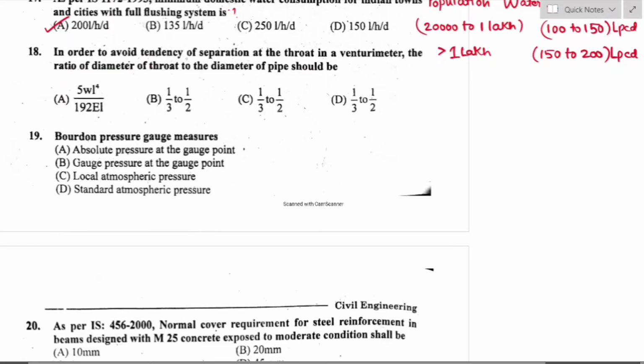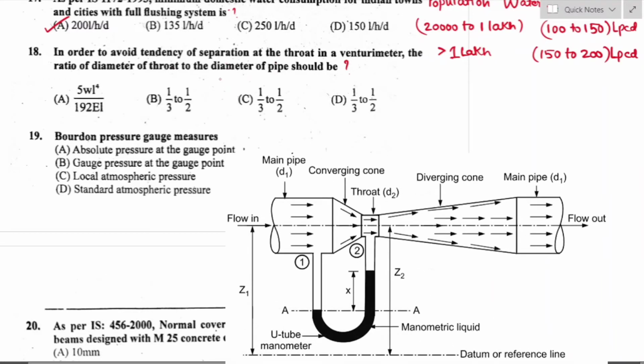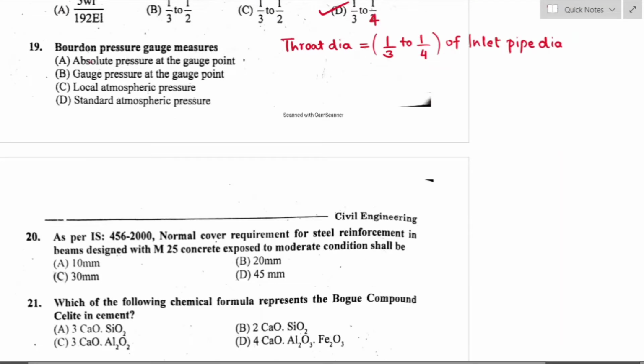Question number 18. In order to avoid tendency of separation at throat in a venturimeter, the ratio of diameter of throat to the diameter of the pipe should be. In the following figure, you can observe a venturimeter. So the throat diameter will be 1/3 to 1/4 of inlet pipe diameter. Question number 19. Bourdon pressure gauge measures.